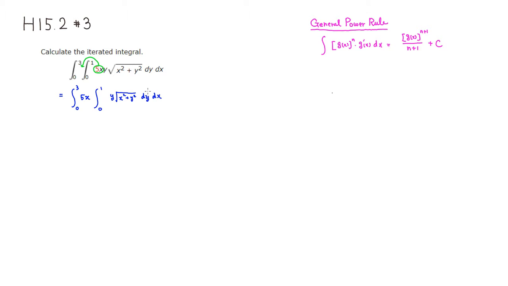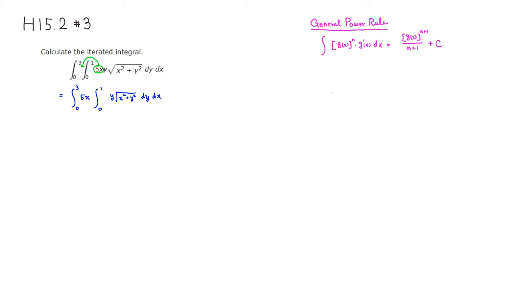Here I'm going to use something called the general power rule to make it easier. You can use substitution too, but it saves a little bit of writing. When you have some function g of x to the nth power, multiplied by its derivative, then the antiderivative is just g of x raised to the n plus 1 over n plus 1, plus c. So let's use that.